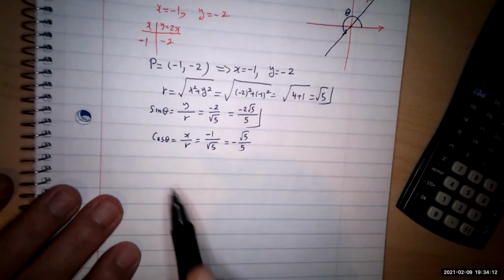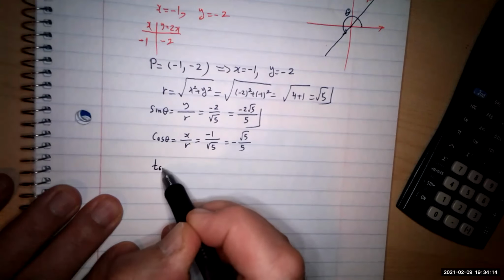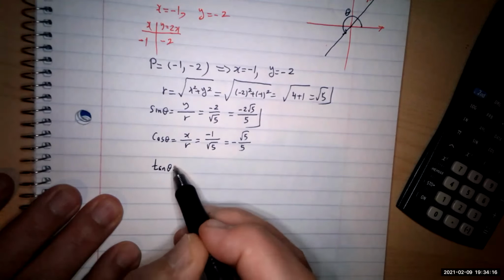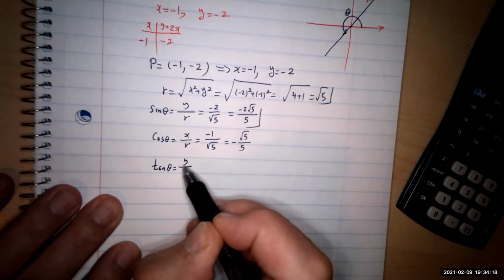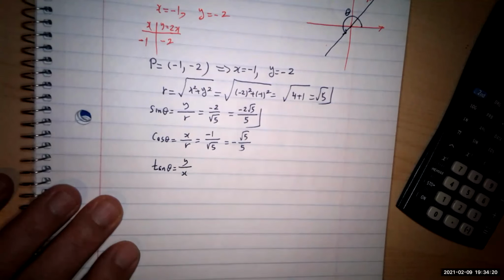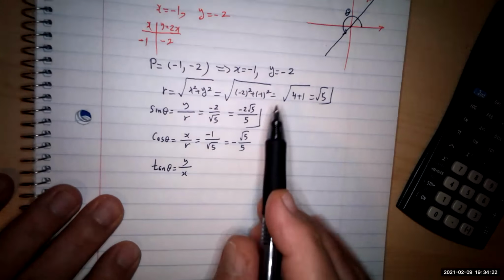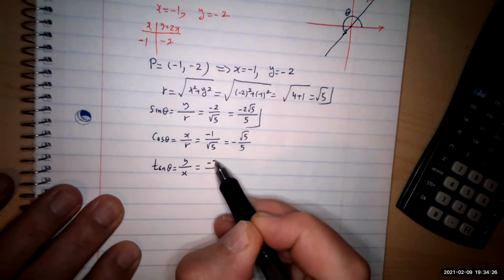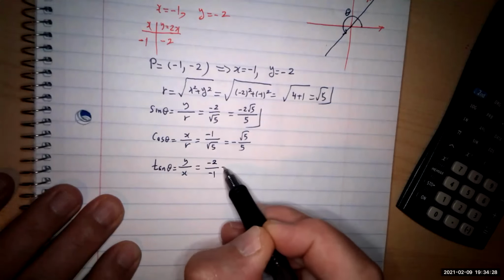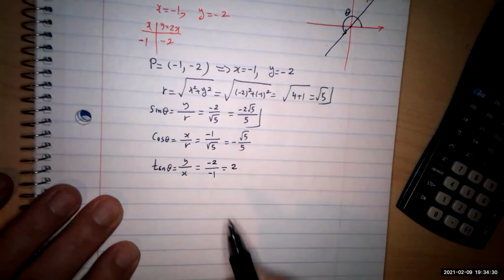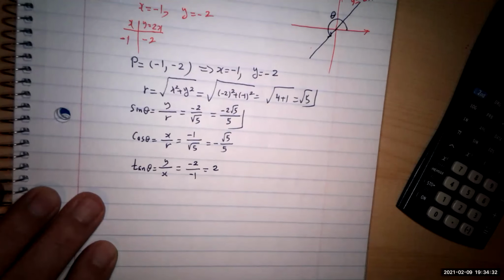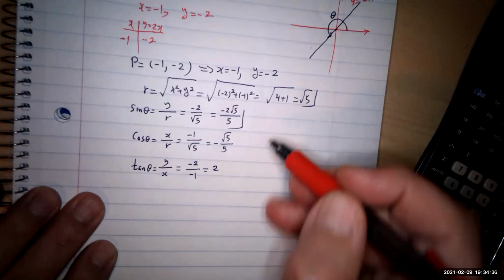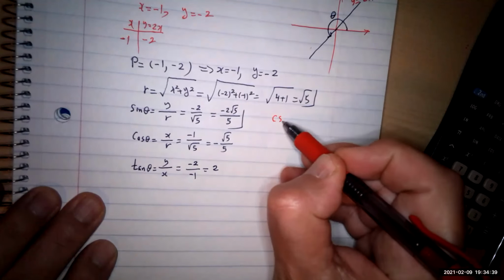Okay, and the tangent is going to be y over x. Okay, that would be y over x. The y is -2, so that's going to be -2 over -1, which is equal to 2. That's the tangent. And quickly, the reciprocal function would give you the result of the other two.